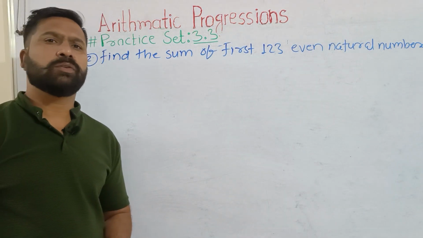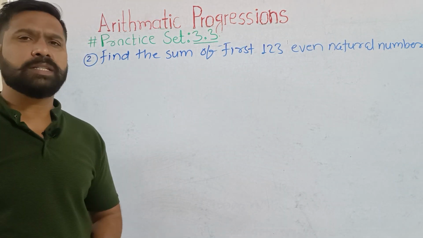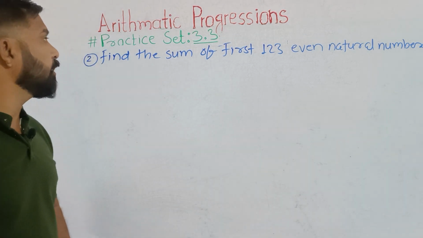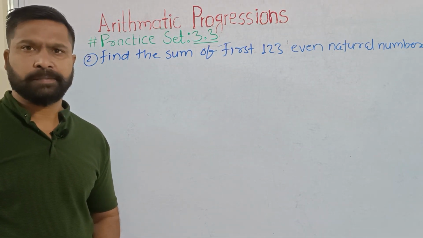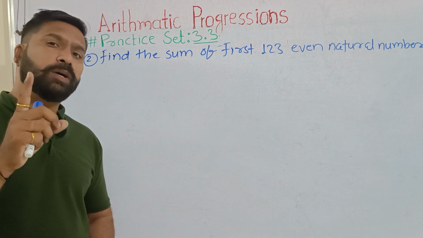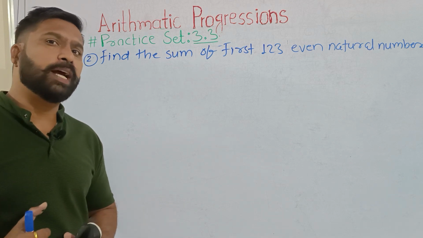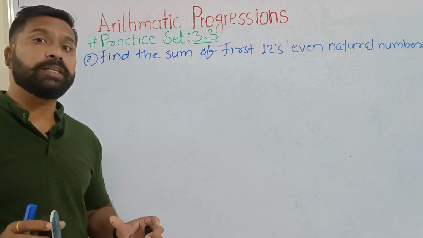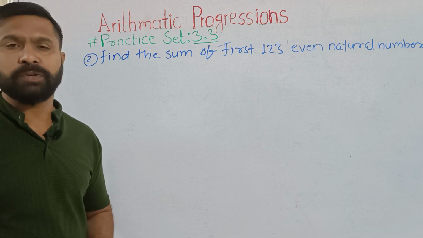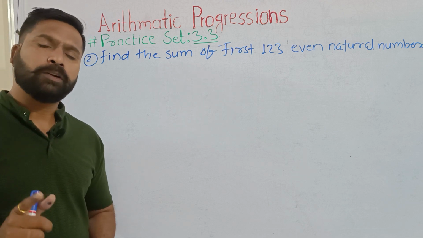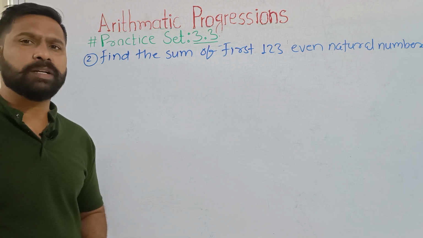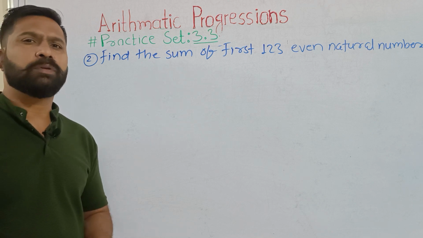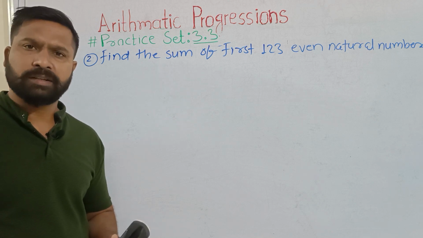So friends, we are going to solve the second question of this exercise, in which they are asking to find the sum of first 123 even natural numbers. Sum of first 123. How many numbers to be added together? 123 numbers to be added together. Out of which the first is 2, second 4, third 6. What is the common difference? As they are multiples of 2, definitely the common difference is 2.